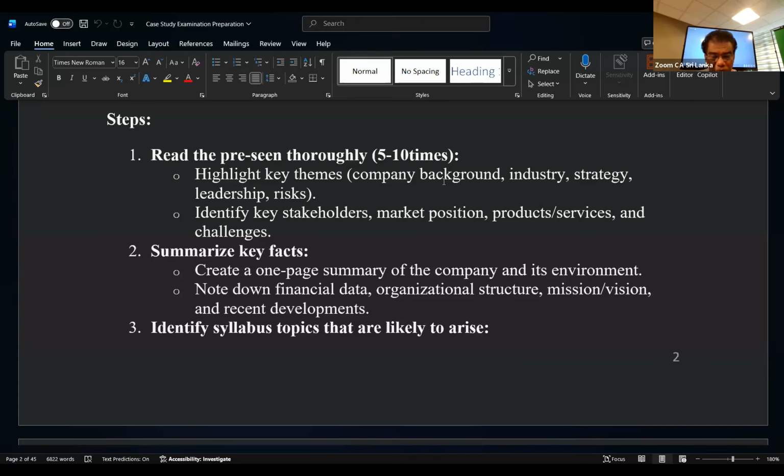So you have to do this pre-seen analysis, right? Then you can prepare for any unseen and answer properly, because you have all the information. Market position: if there are a lot of product lines or companies, you must know the position in the market. Then you compare with your competitors. What are their positions, products, services, and challenges?